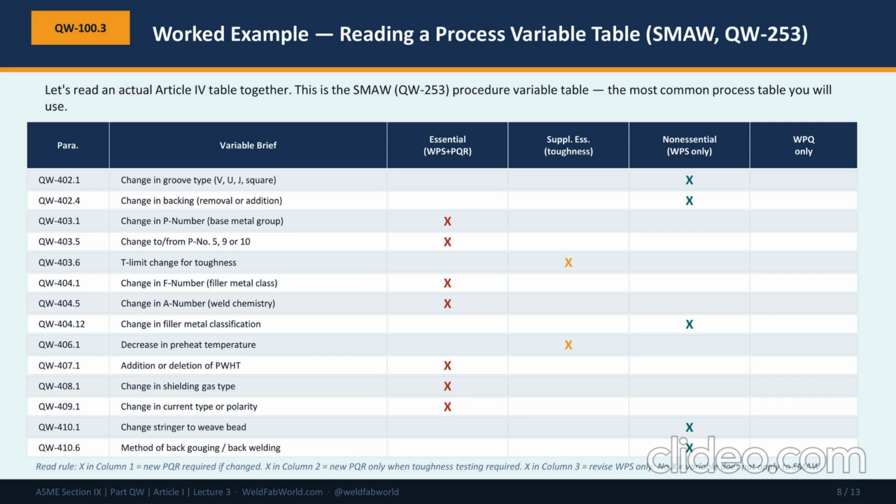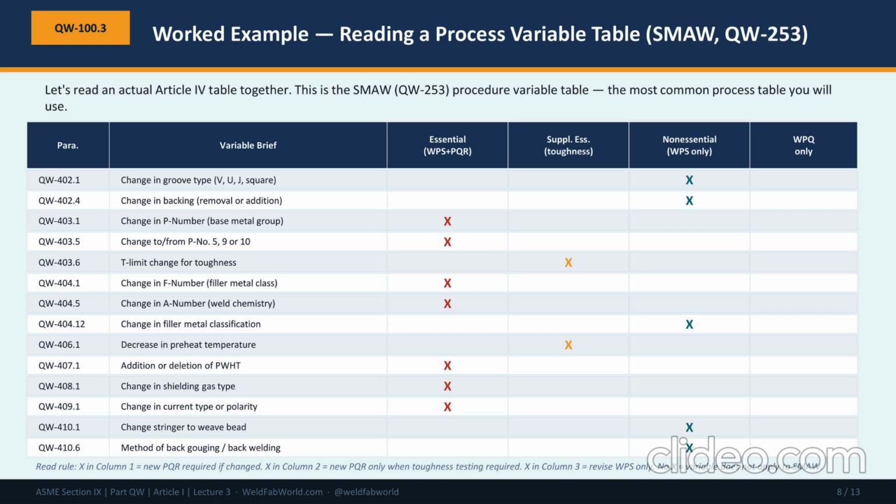QW402.4, change in backing, removal or addition. Column 3 again, non-essential. Adding or removing a backing material from a V-groove joint is a WPS revision. This makes sense for SMAW because the backing does not fundamentally change what the electrode deposits.